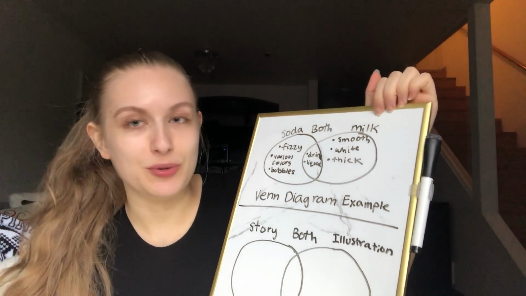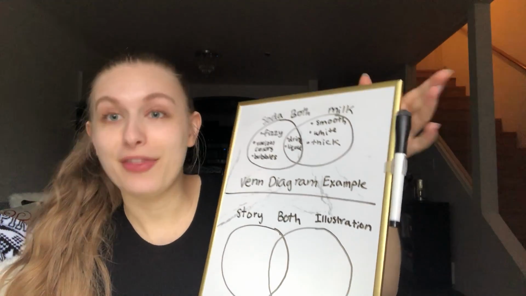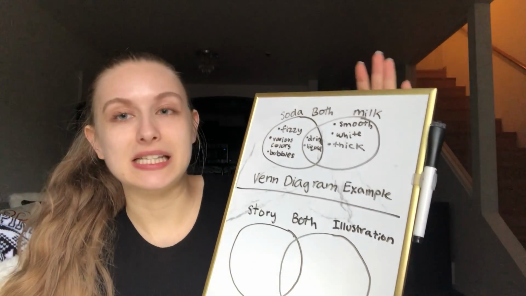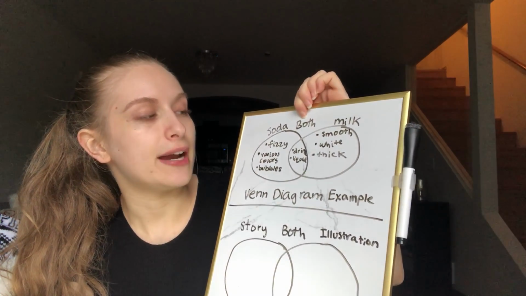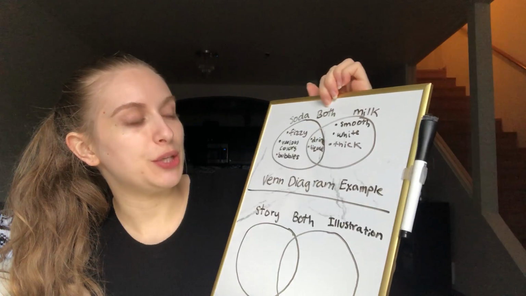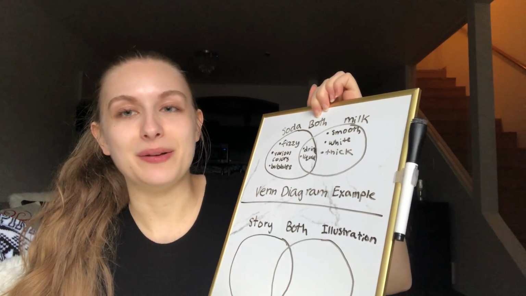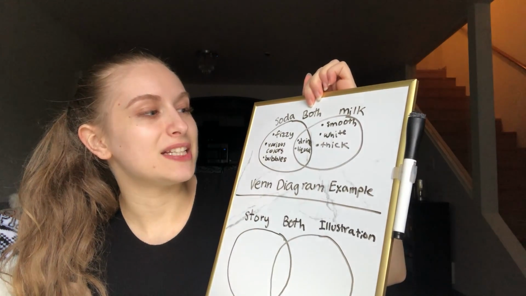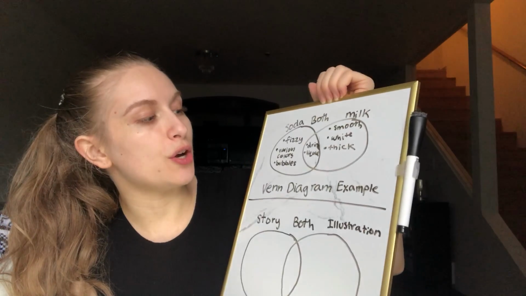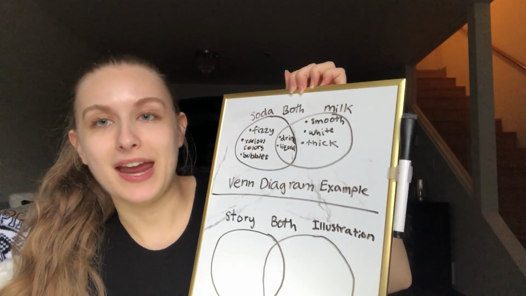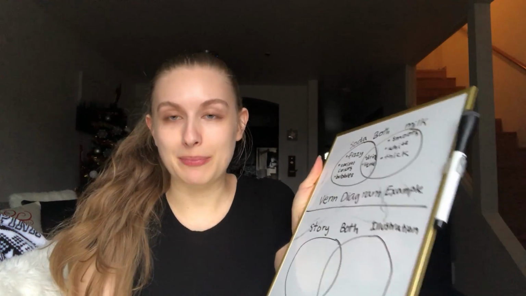Milk is smooth when you drink it. It is white and thick. The consistency of the milk is thick. So in the middle of the Venn diagram is where you would list the characteristics that both of the two things have. So they are both a drink and they are both liquid.